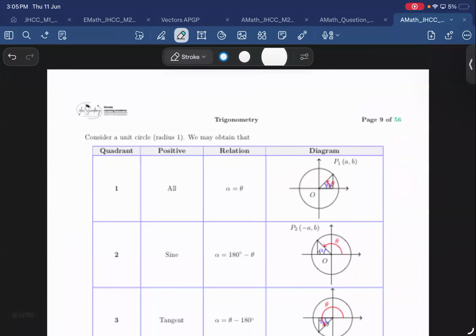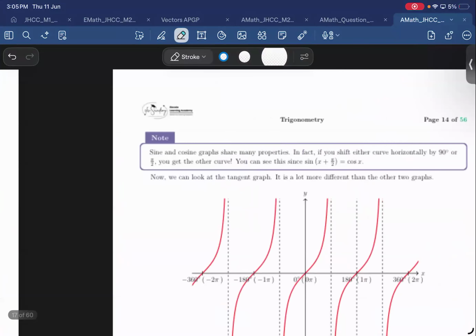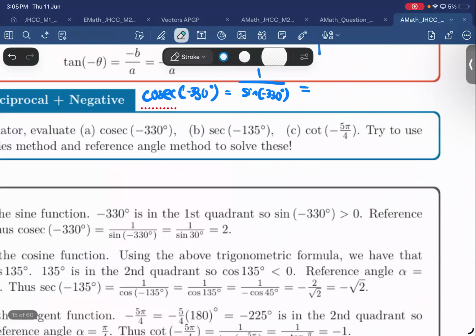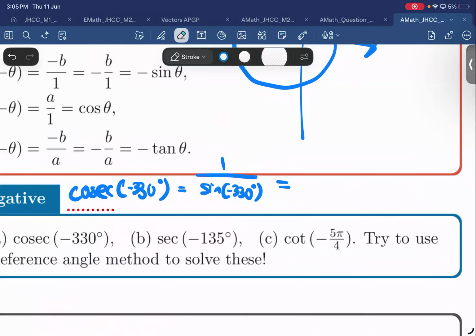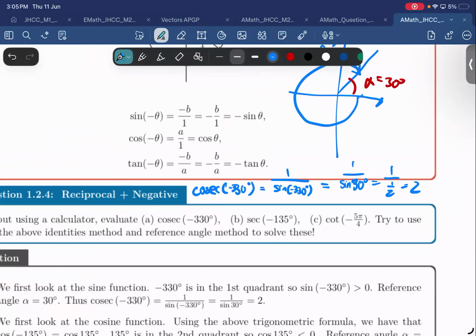So in the first quadrant, as I said, everything is positive. So essentially, your answer is just going to be 1 over half. Find the reference angle, which is 30 degrees, and then the sign is fine. First quadrant, everything positive. So this is 1 over sine 30 degrees, which is 1 over half, which is 2.